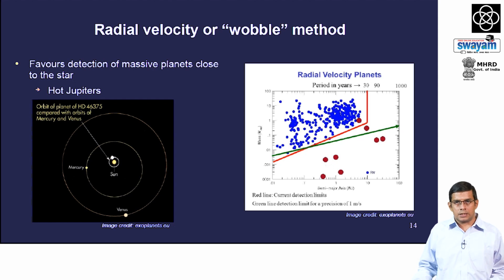So, as you can see in this graph also, where the distance from the star is shown on the x axis in astronomical units, this is 1 AU, and on the y axis is the mass of the planet, and you can see that a large number of planets are more massive than Jupiter in this method.